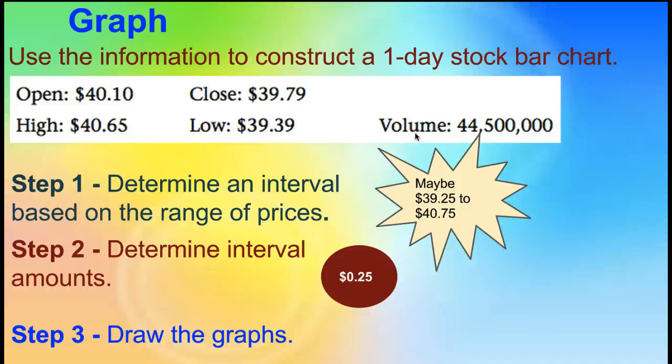Step one, we need to determine an interval based on the range of prices. Well, let's look at the lowest price, which is $39.39, and the highest price, which is $40.65. So we want our interval to be a little bit below this, maybe $39.25, and a little bit higher than $40.65, so maybe $40.75. Step two, we should determine an interval amount. So by what step do we want to go up? Something that's easy. How about 25 cents? We'll go up in intervals of 25 cents. And then finally, we need to draw the graphs.